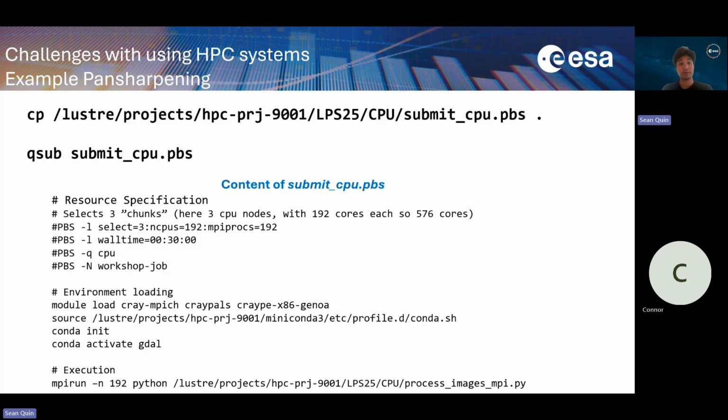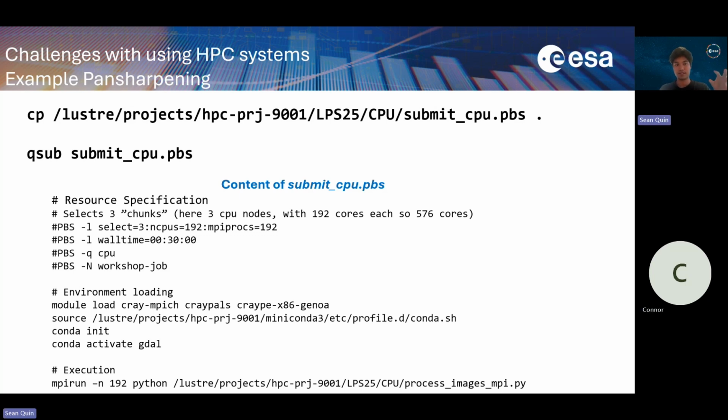What that would have looked like is the submission script here, which is divided into 3 parts. The first part is the resource specification. The first line, which starts with hashtag PBS, we select 3 nodes with 192 cores each and 192 MPI procs per node. An MPI proc is essentially an instance of an application, in which case we're mapping 1 instance to 1 core.